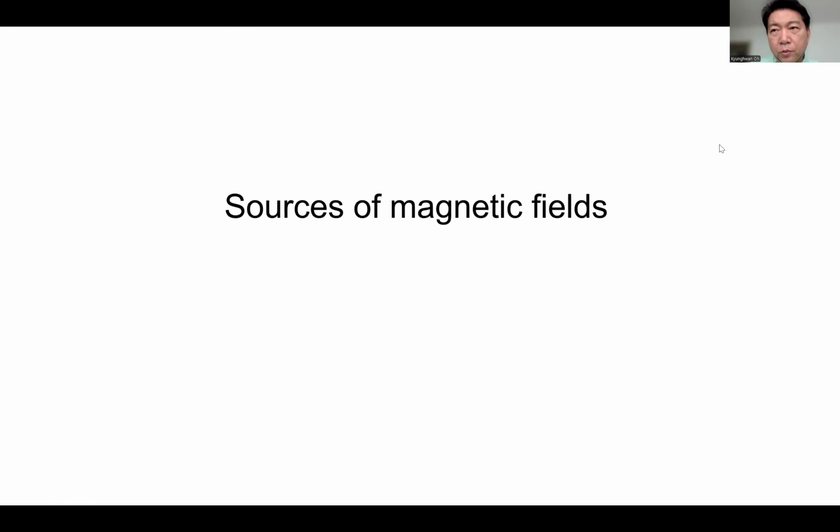Hello everyone. We are going to look for the problem solution in chapter 12. Chapter 12 deals with the sources of magnetic fields. That means usually it's a current source, and how this current source is going to generate various types of magnetic field. That's our concern.